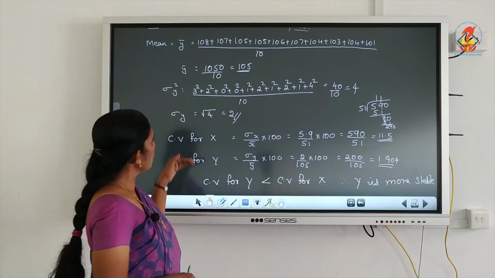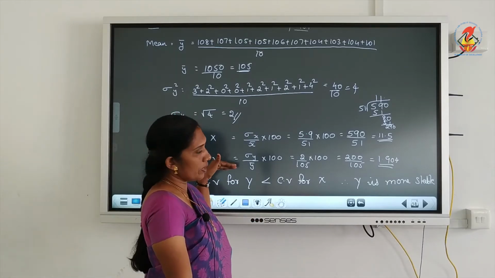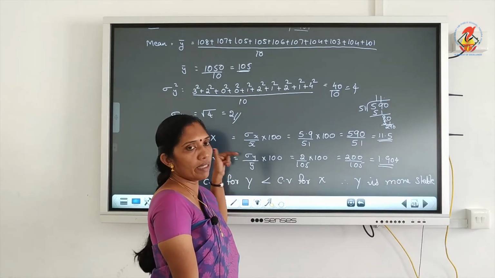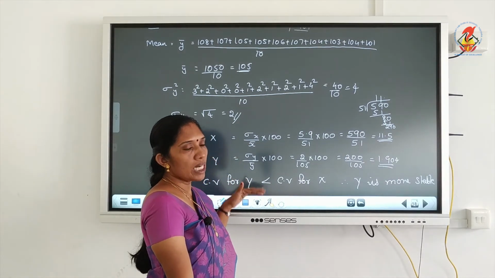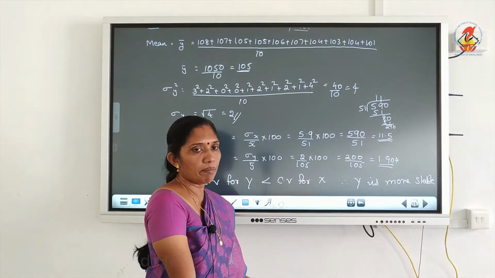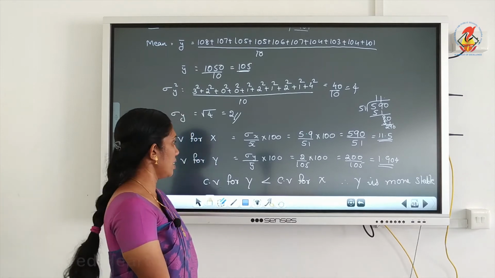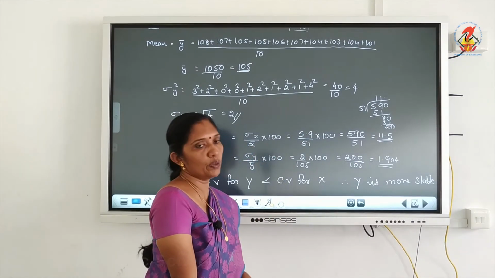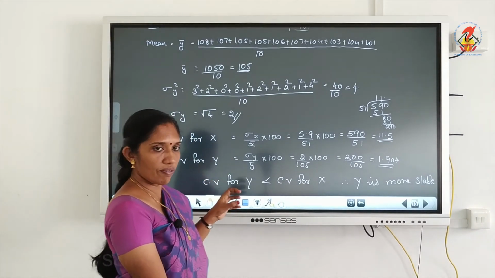For these two data, if the mean is the same, mean is in the denominator, sometimes the mean will be the same for both the data. So you just have to compare the numerator part. So you can compare variance or standard deviation. Here both are different. So you have to find the value of CV, then compare.